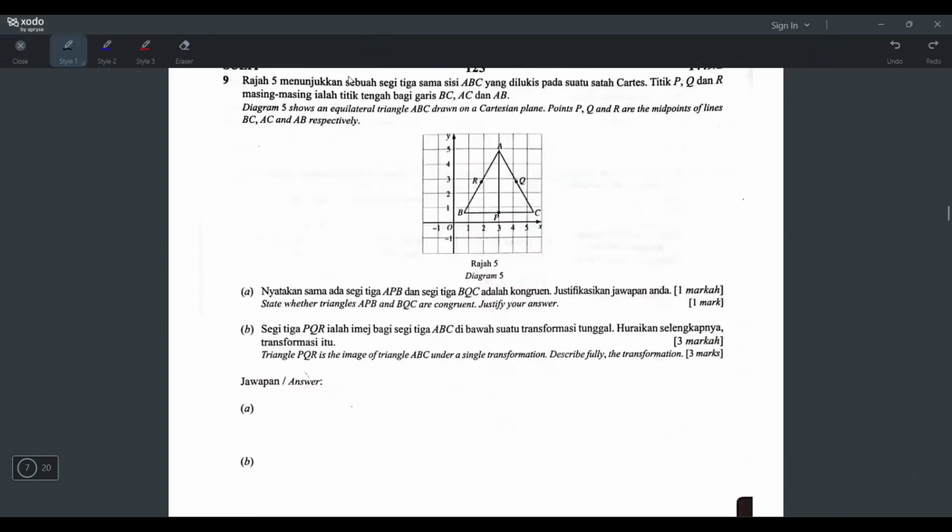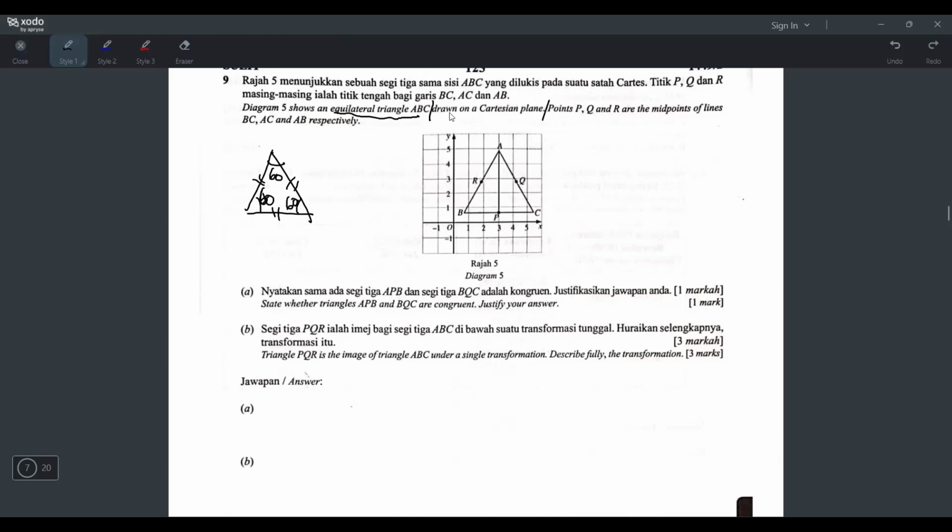Okay, let's do number 9. Diagram 5 shows a equilateral triangle ABC drawn on the Cartesian plane. Wait, what is equilateral triangle? Segi tiga sama sisi. So it means that the equilateral triangle is tiga side dia sama panjang and the angle will be 60. Yeah, because kalau tiga side sama, the sudut, the angle will be sama also. And since the jumlah sudut is 180, so 180 divided 3 is 60 lah.